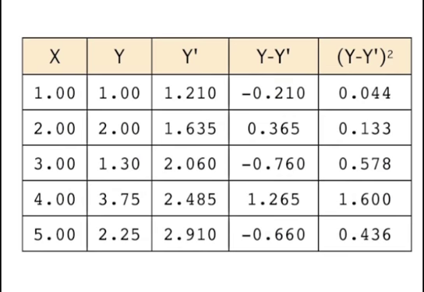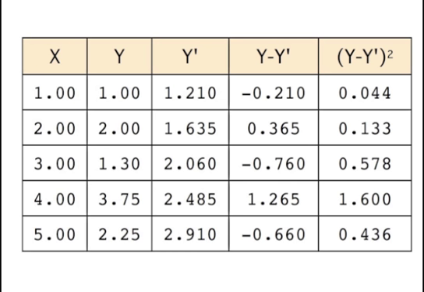The error of prediction for a point is the observed value of the point minus the predicted value. The predicted value is the value on the regression line. This table shows the predicted values, y prime, and the errors of prediction, y minus y prime. For example, the first point has an observed y of 1.00 and a predicted y of 1.21. Therefore, its error of prediction is negative 0.21.